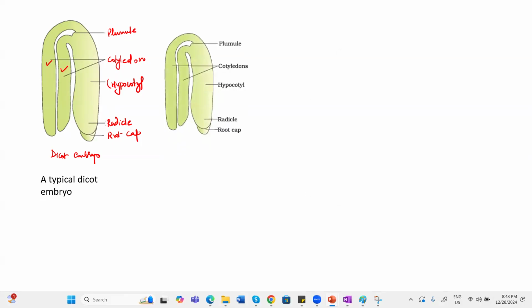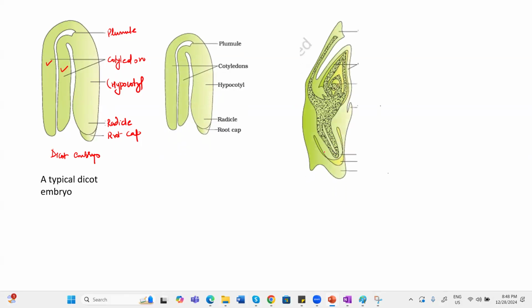Now see next. This is a diagram of grass, means monocot. So single cotyledon is known as scutellum. This is coleoptile. Shoot apex is protected by a coleoptile, and coleoptile is a hollow foliar sheet. We will say coleoptile is hollow foliar structure. Is it clear?